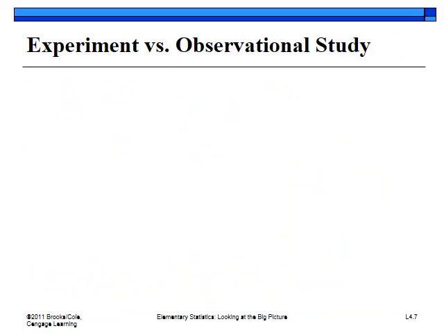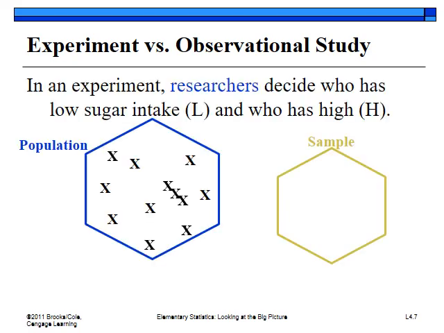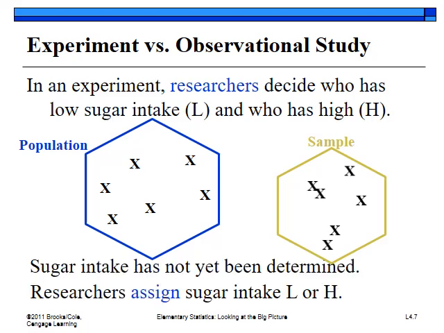Let's make sure that we understand the difference between an experiment and an observational study. In an experiment, once the sample is taken, the researchers decide which subject gets low sugar intake and which subject gets high sugar intake. At the point at which the sample is selected, the sugar intake has not yet been determined. What makes this an experiment is that the researchers assign the sugar intake.